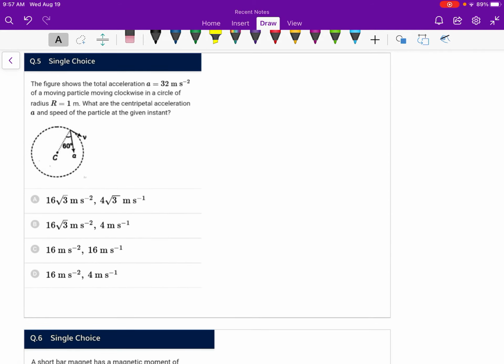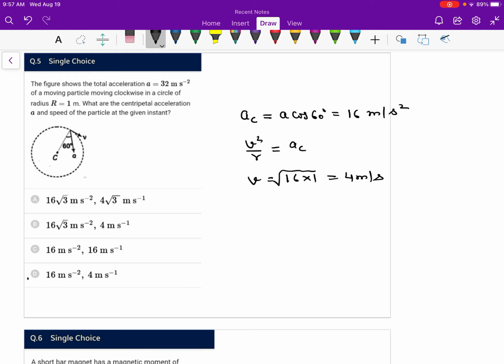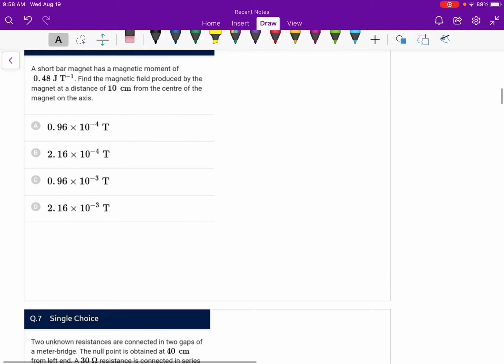The total acceleration is given and we have to find the speed of the particle and the centripetal acceleration. So centripetal acceleration AC is A cos 60 degrees, that is 16 meter per second square, and V square by R is AC. So V is 16 into 1 under root, that is 4 meters per second. So 16 and 4, so D is the correct option.